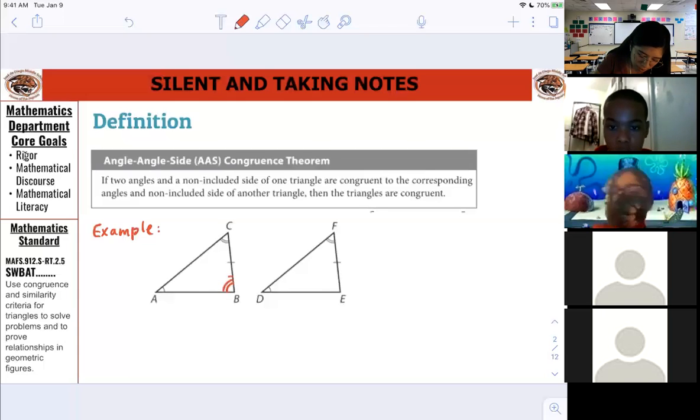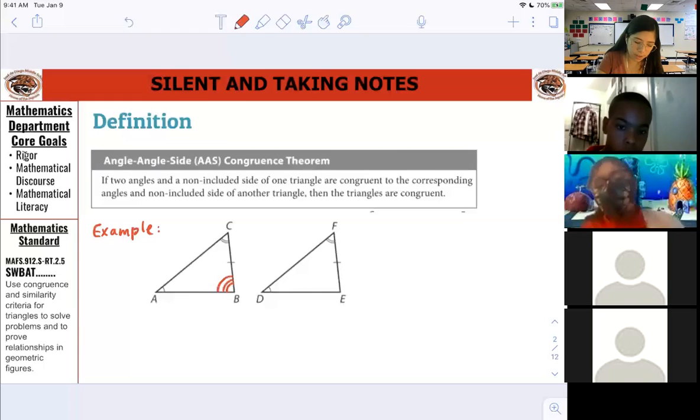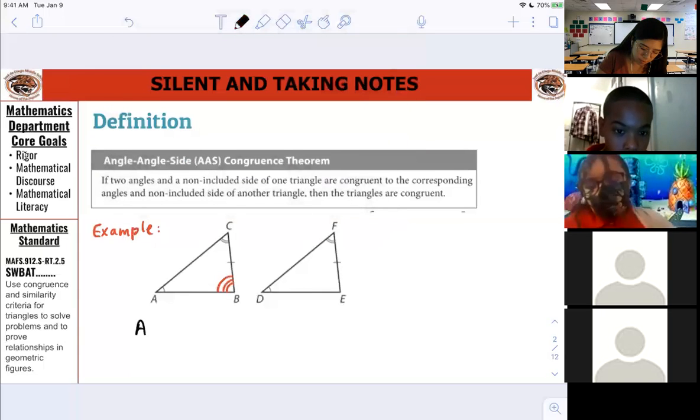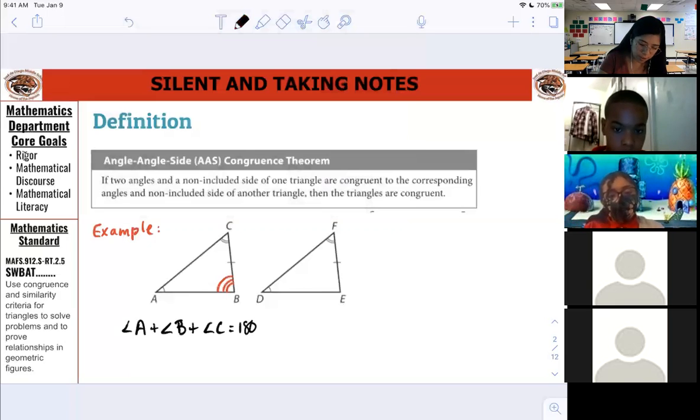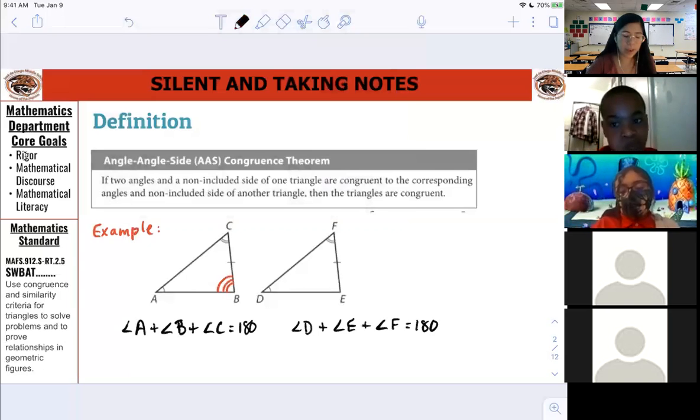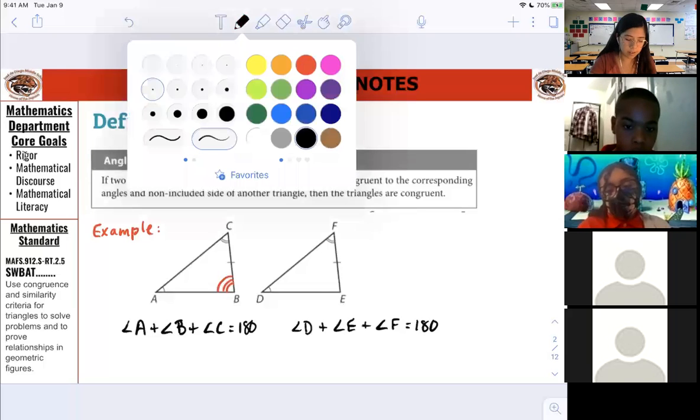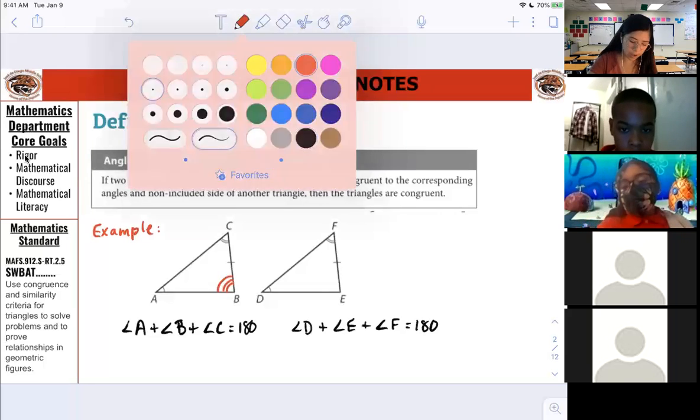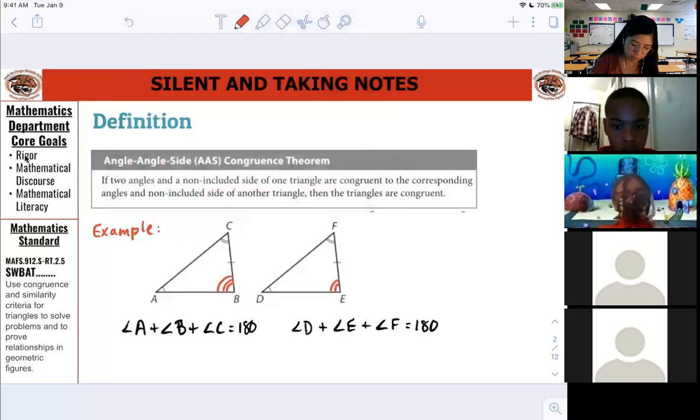Good job. So in other words, we know that all three angles have to add up to 180. Angle A plus angle B plus angle C have to equal 180. Well, on the other triangle, the same thing is true. Angle D plus angle E plus angle F have to add up to 180. And if A and C are congruent to D and F, then it has to be that angle B is congruent to angle E, and therefore we have ASA.